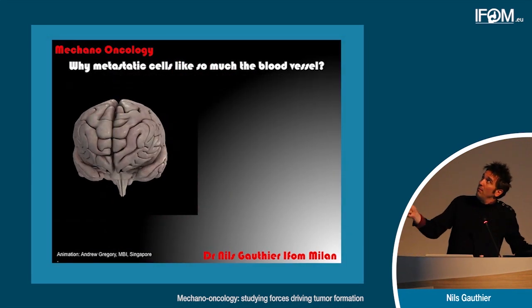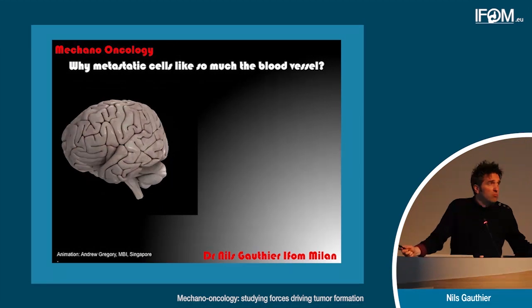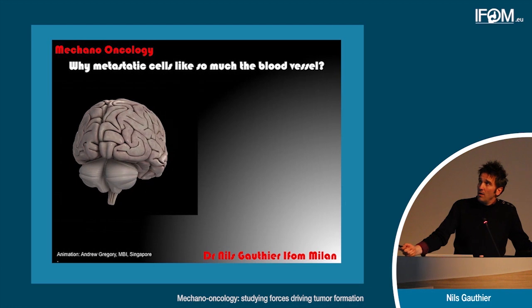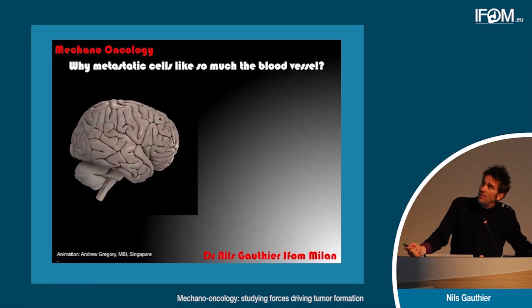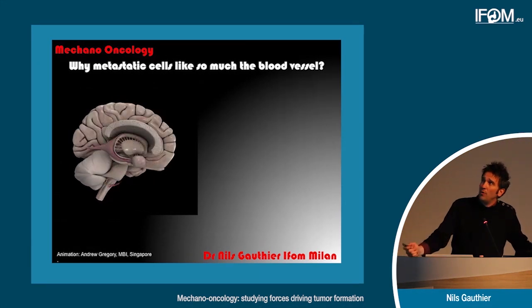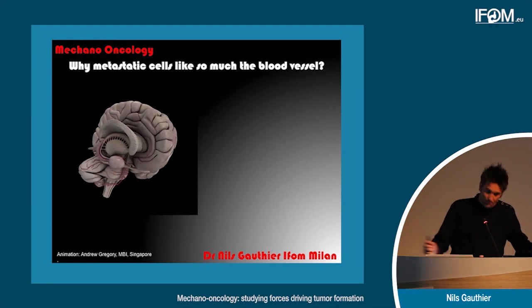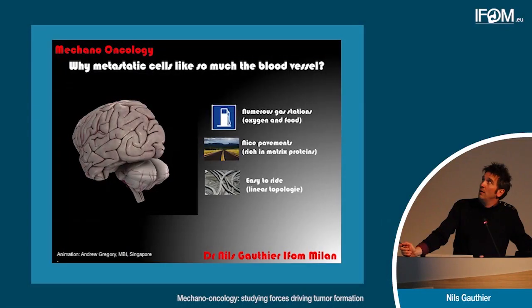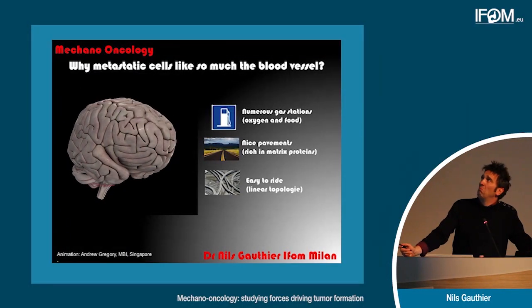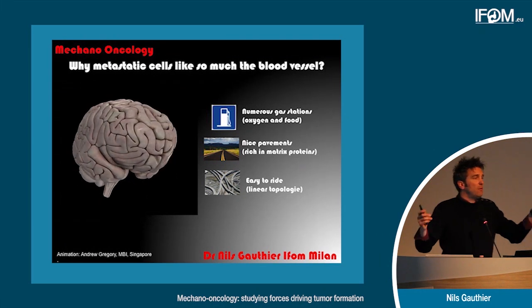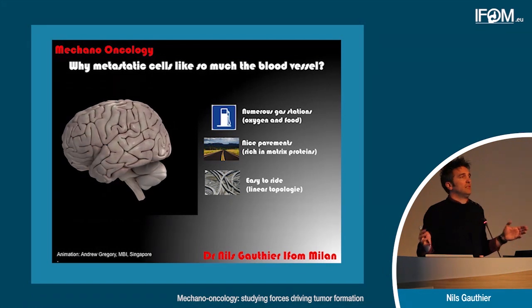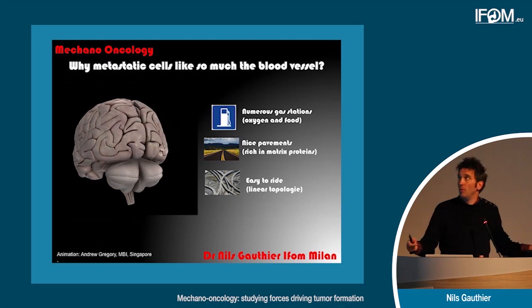So why do the cells like blood vessels? Blood vessels are numerous, as you see in this animation of the brain. They are all over the brain. They irrigate the brain. And why do the cells like it? Because it's like a car. You have numerous gas stations, meaning the blood vessel brings what? Food, oxygen. The cell needs that. You need to grow, and you can have all that from your blood.